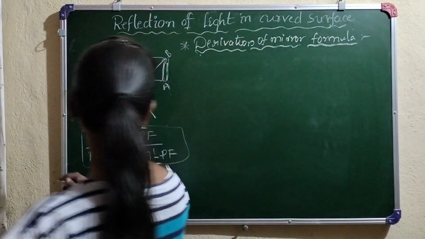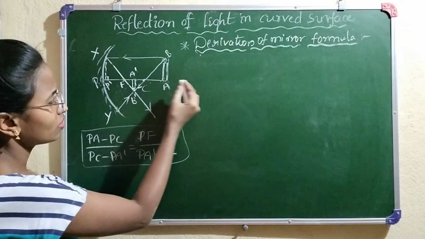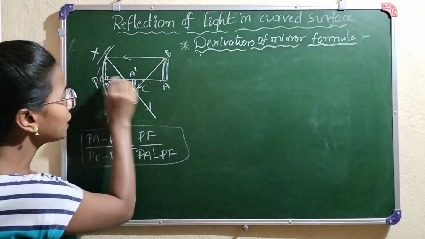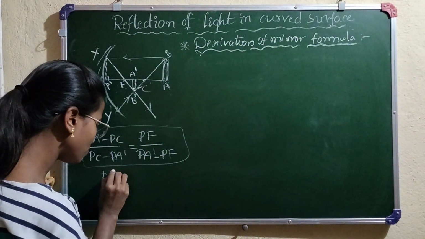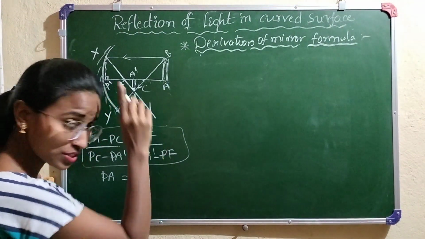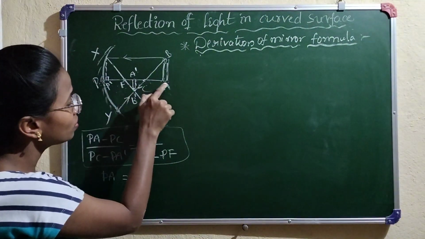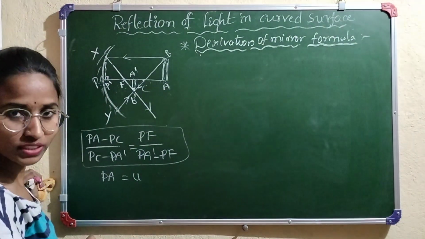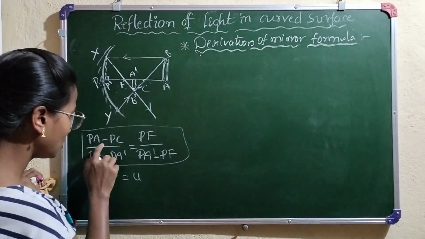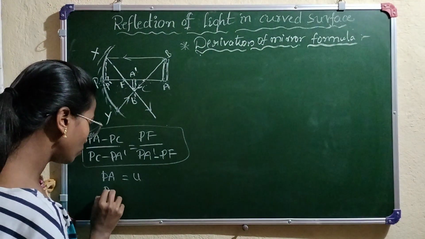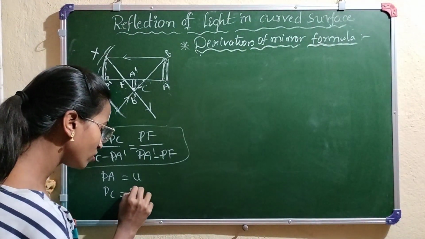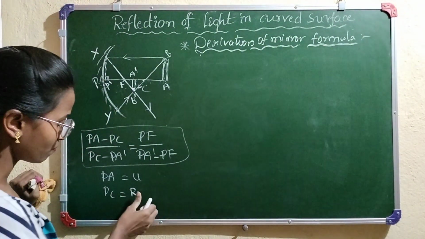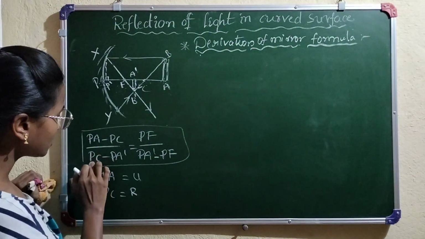So now you can see here PA. The distance from P to A, which I already told you in the first part, is from the pole to the object's place, right? So we have to write it as U, the object distance. Next, PC. What is PC? Pole to center of curvature is called, as you already know, the radius of curvature, R. So PC is the same.